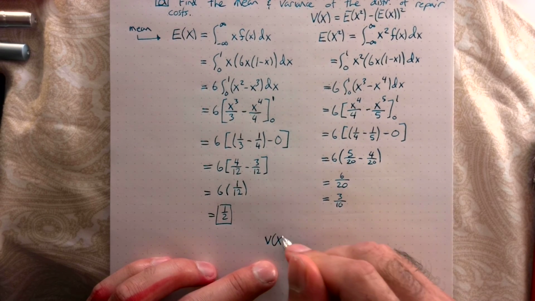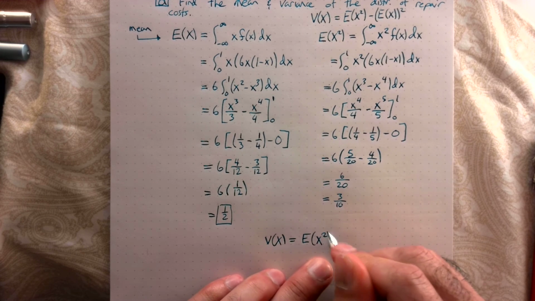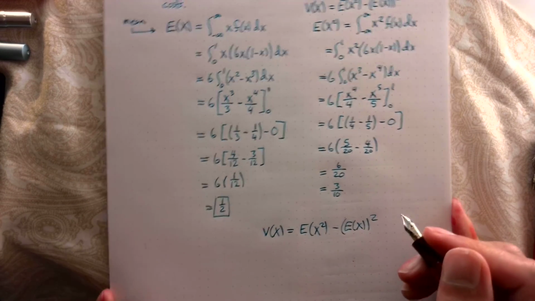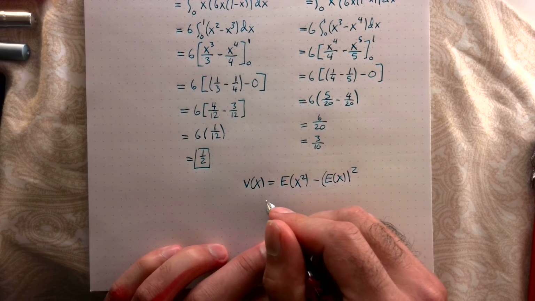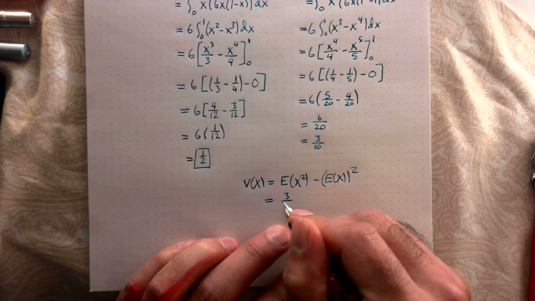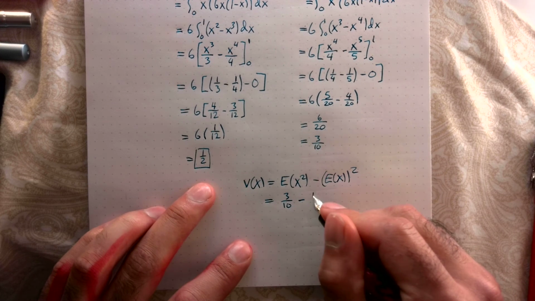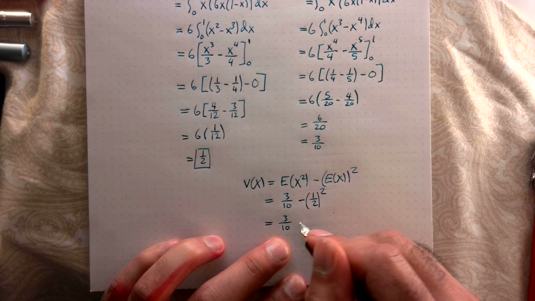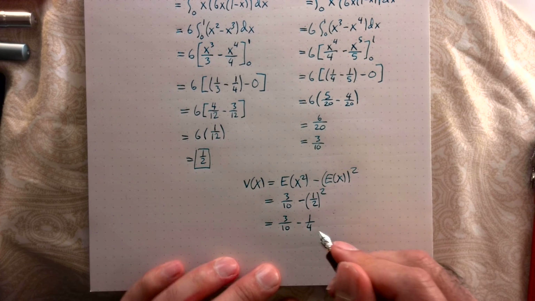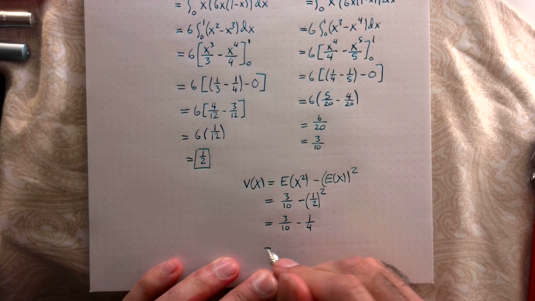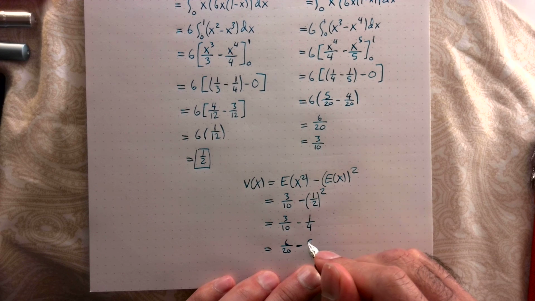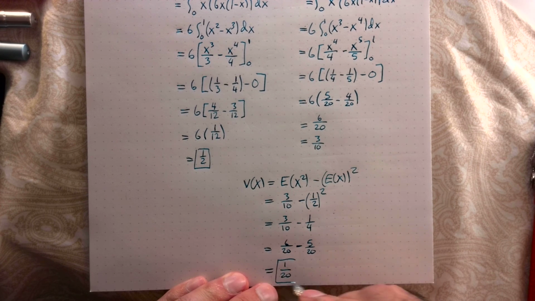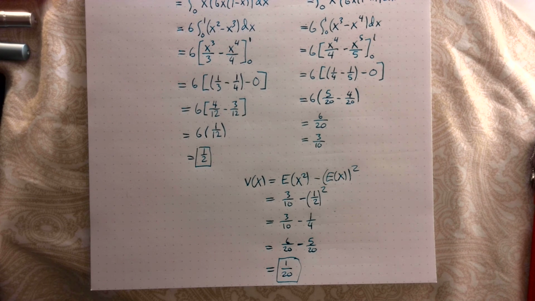So we have that the variance of x is going to be equal to the expected value of x squared minus the expected value of x, squared. And again, we have all the pieces that we need at this point, so we can just plug them in. So this is going to be 3/10 minus 1/2 squared, which is 1/4. So this is 3/10 minus 1/4. I think again this is going to be 20ths. So this is going to be 6/20 minus 5/20. So our variance is going to equal 1/20. And that is it for this problem.